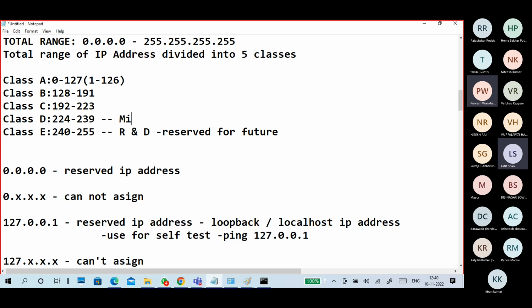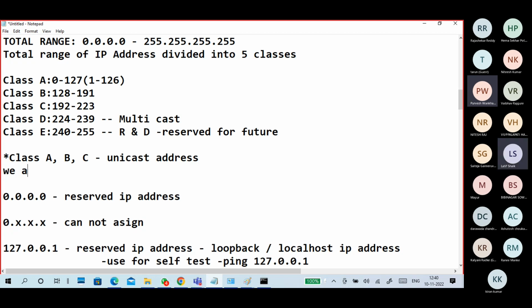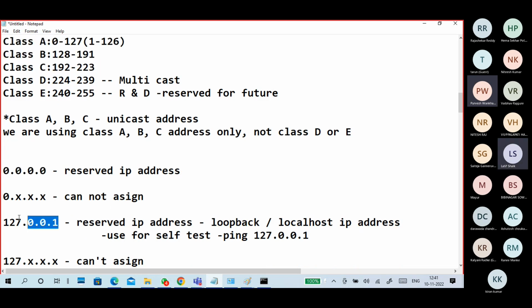Class D and Class E are not unicast. Remember, we are using Class A, Class B, and Class C addresses only, not D or E. Of course, the 0 series and 127 series we are also not using.